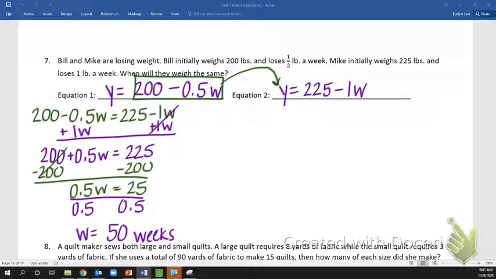Notice that's the question they asked us. They didn't ask us how much they were going to weigh. They asked us when will they weigh the same amount. The answer is 50 weeks. Once you have answered it, you're done. You don't need to keep going with the problem.